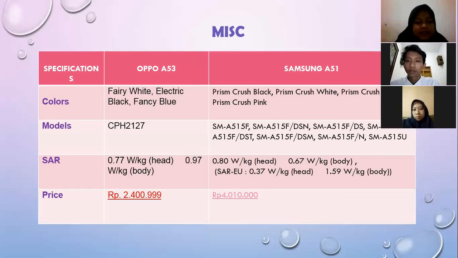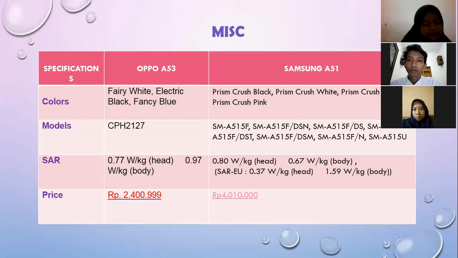Next is SAR. Oppo is 0.77 for head and 0.97 for body, while Samsung is 0.8 for head and 0.6 for body. So the SAR of Samsung is higher than Oppo.